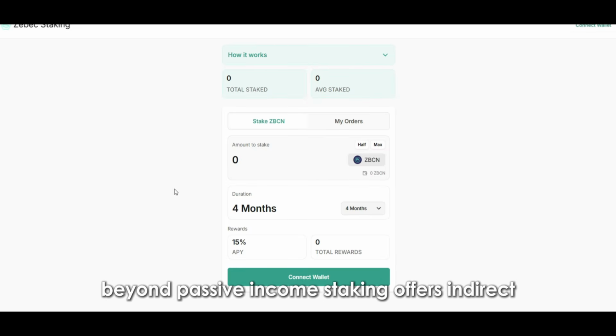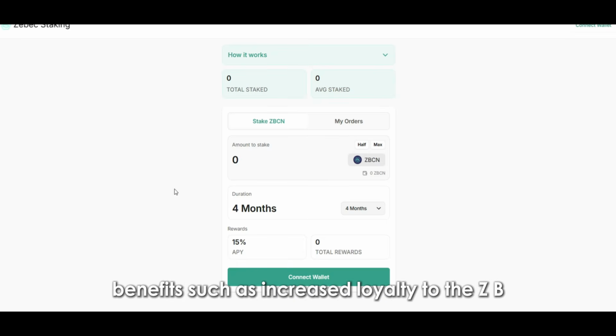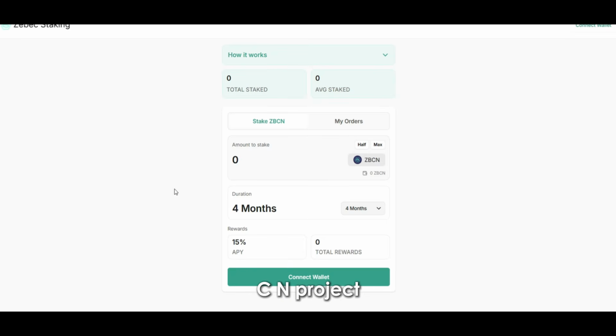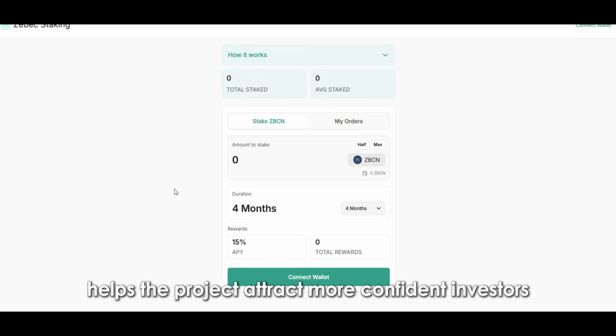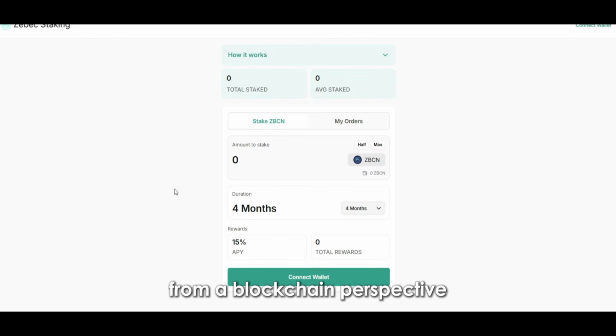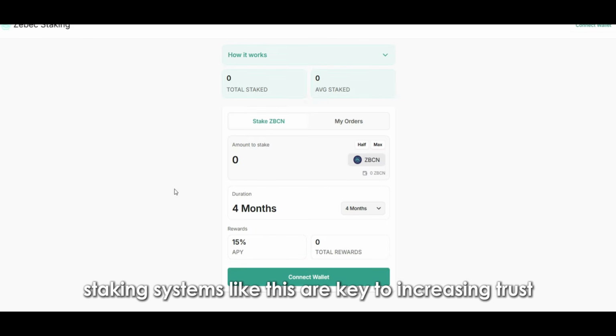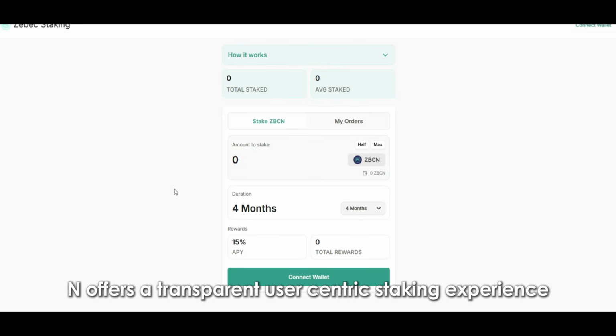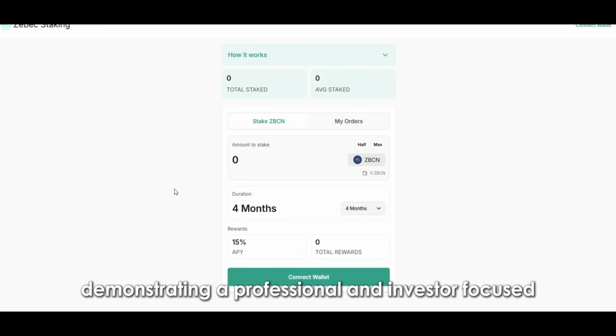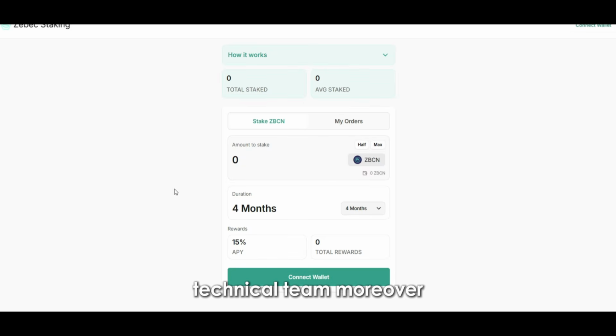Beyond passive income, staking offers indirect benefits, such as increased loyalty to the Zbcn project, a more committed user base, and fewer speculative sell-offs. Long-term staking discourages rapid sales and promotes steadier price movement, which in turn helps the project attract more confident investors. From a blockchain perspective, staking systems like this are key to increasing trust in decentralized finance. Zbcn offers a transparent, user-centric staking experience, demonstrating a professional and investor-focused technical team.